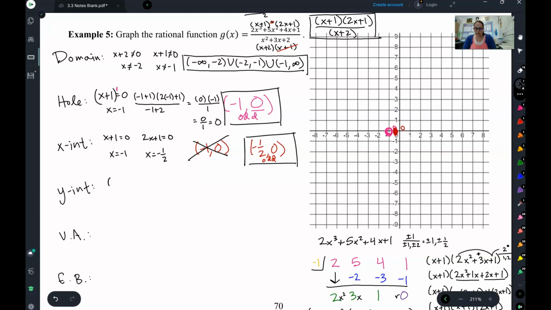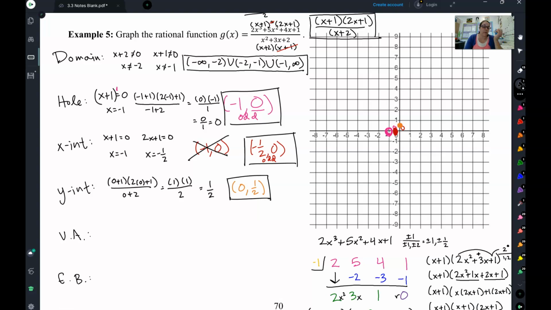Plug in 0. So I get 0 plus 1, 2 times 0 plus 1, and 0 plus 2. 0 plus 1 is 1. 2 times 0 plus 1 is 1. 0 plus 2 is 2. That gives me 1/2. So I have a y-intercept right here at 1/2.